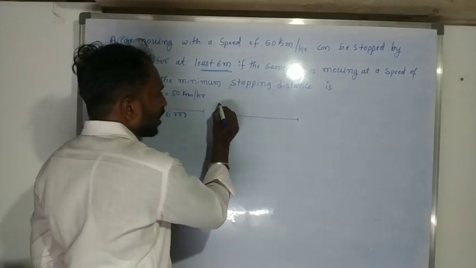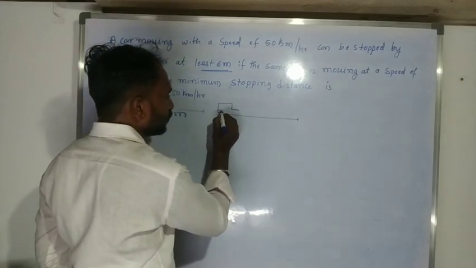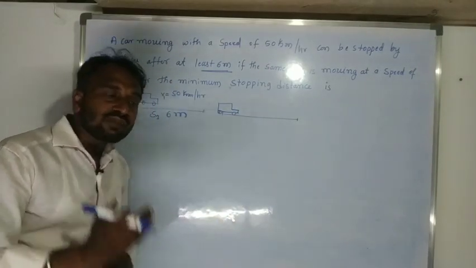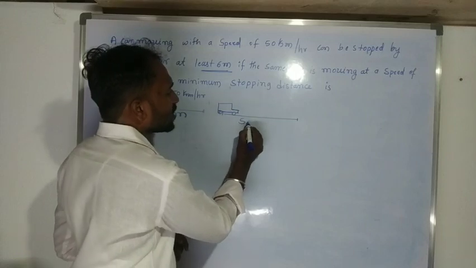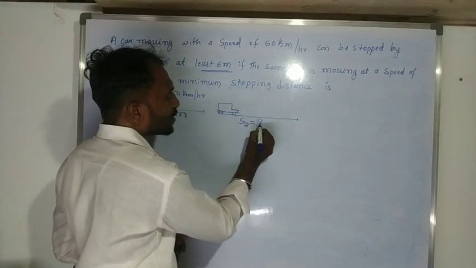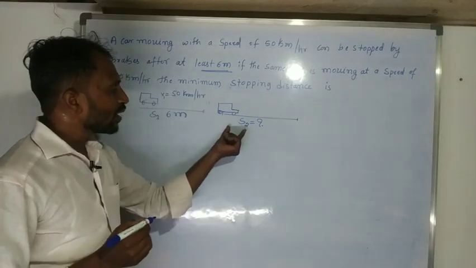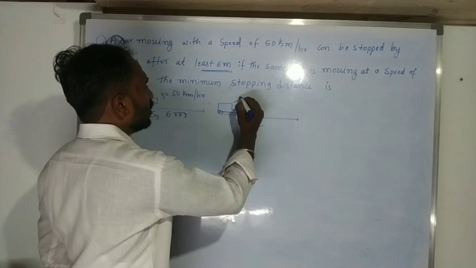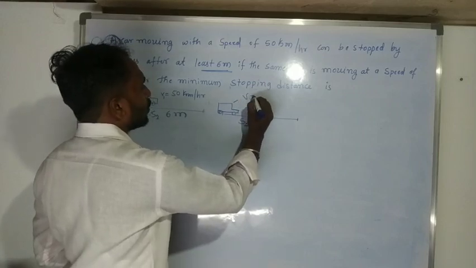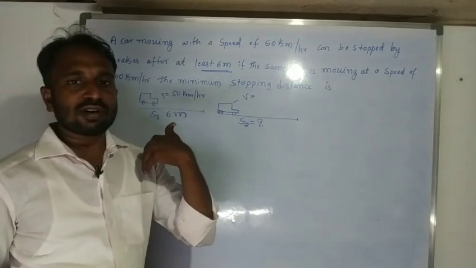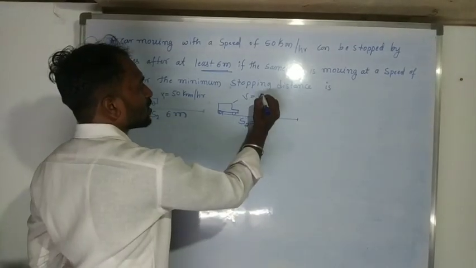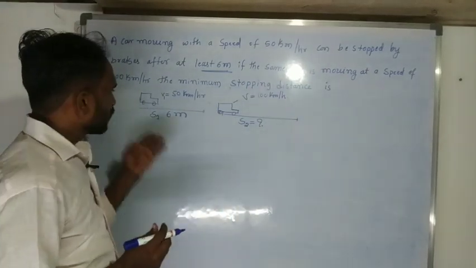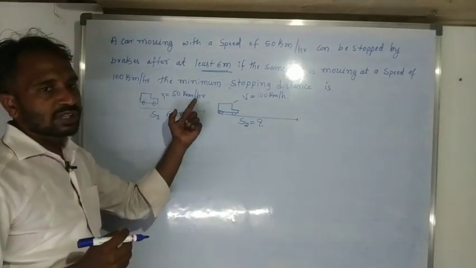When the driver applies the brake, it comes to rest position after covering some distance. This distance we consider as S2. We want to calculate the S2 value. The velocity of the same car, velocity means speed, because the car is moving along a straight line, is 100 kilometer per hour. The first velocity of the car is 50 kilometer per hour.